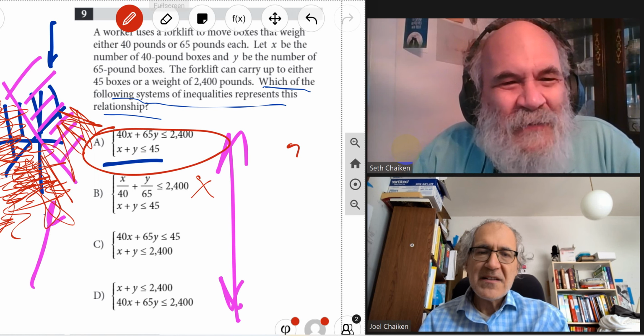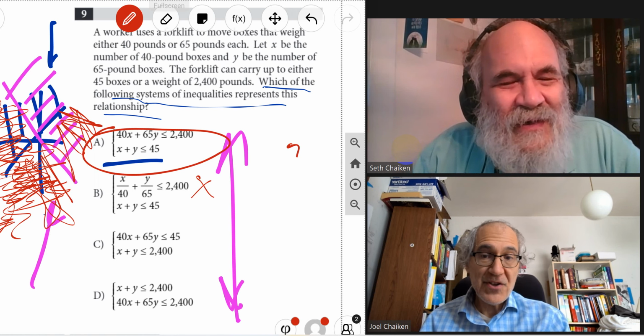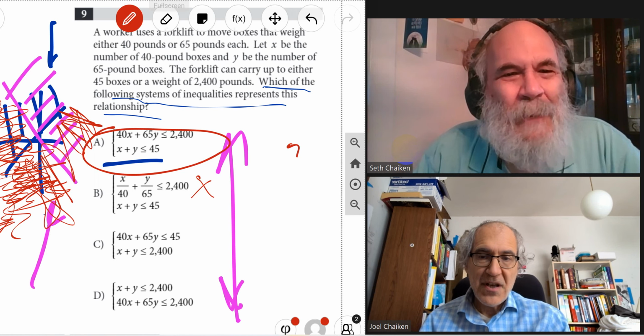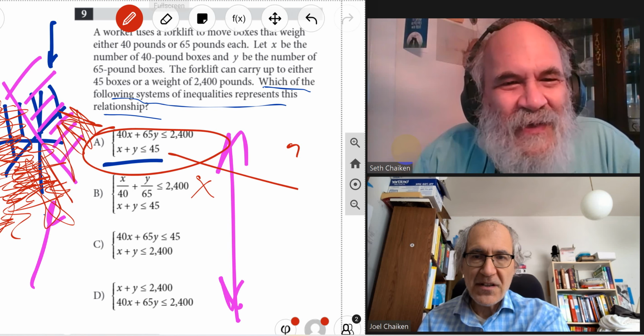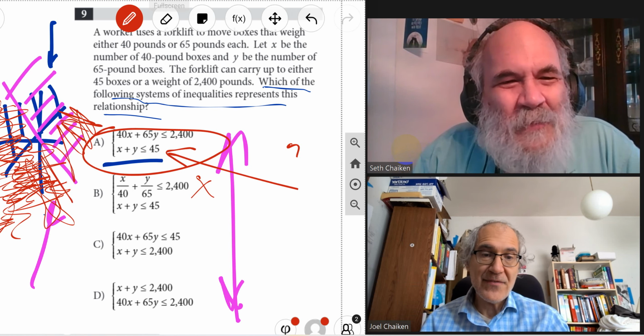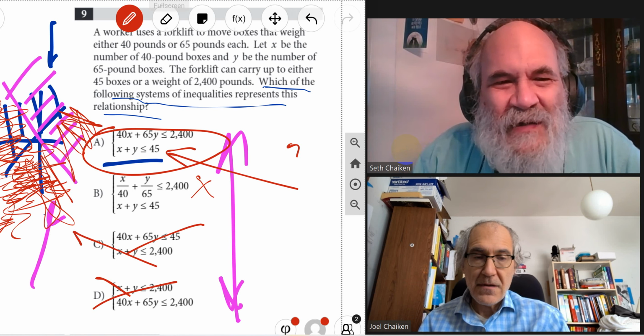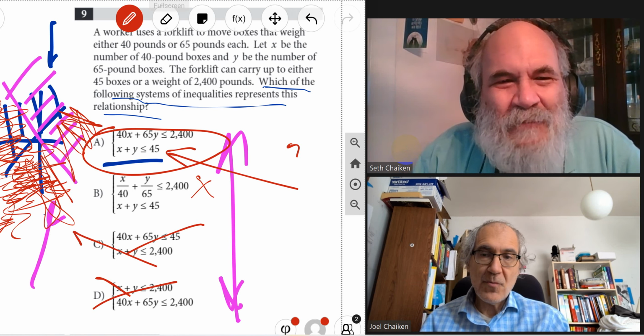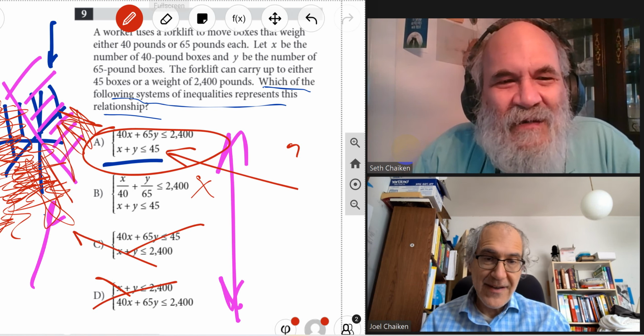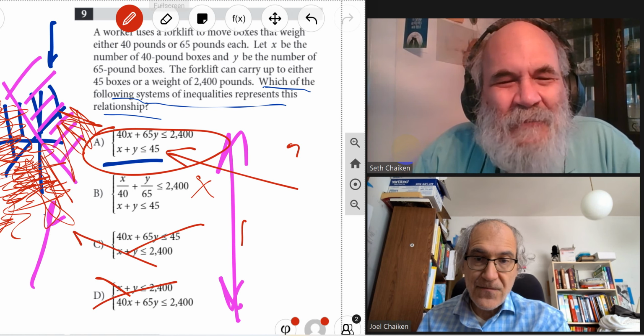The best thing to do, if you want to do it very quickly, is use process of elimination. Go for the easier one: the number of boxes. The count of the number of boxes is less than 45, and that immediately rules these guys out. And then you know that the weight of each box is 40 pounds. This gets to that thing that Seth talked about to a certain extent. This is 40 pounds per box.